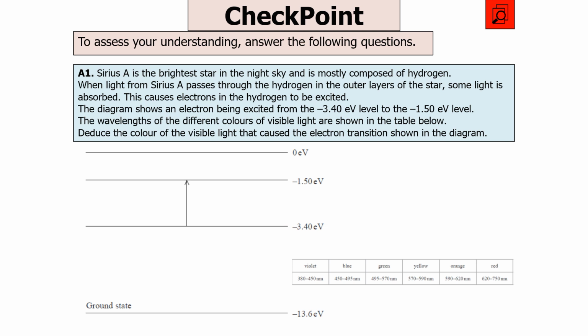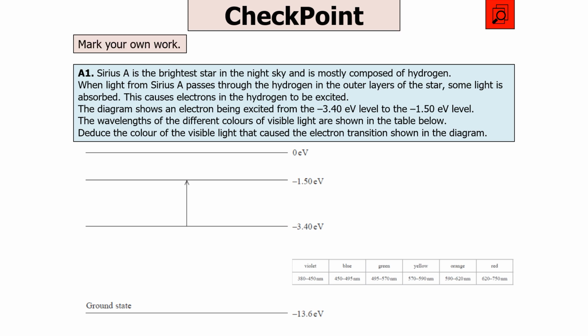The next question says, Sirius A is the brightest star in the night sky and is mostly composed of hydrogen. When light from Sirius A passes through the hydrogen in the outer layers of the star, some of the light is absorbed. This causes the electrons in the hydrogen to be excited. The diagram shows an electron being excited from the minus 3.40 eV level to the minus 1.50 eV level. The wavelengths of the different colours of visible light are shown in the table below. Deduce the colour of the visible light that caused the electron transition shown in the diagram. So pause the video now, then unpause the video when you want to go through your answer.